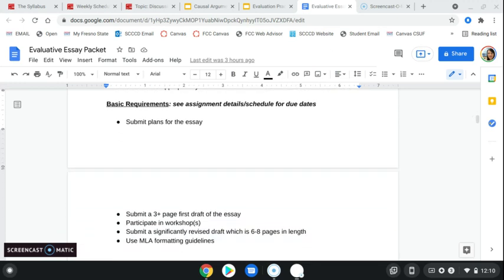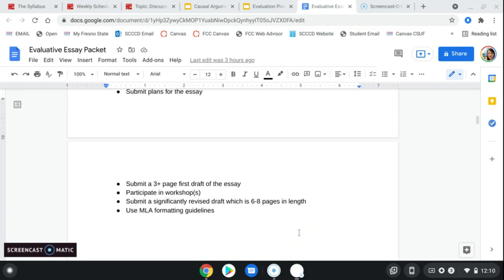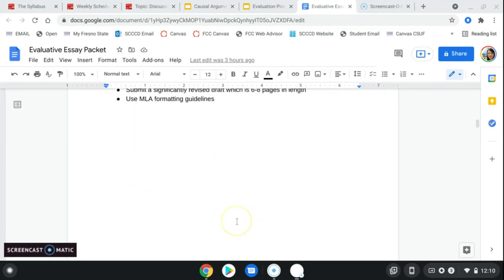All right, basic requirements for the essay. You will be submitting some plans and some sort of draft things for this essay, just like any other. You'll also be submitting your 3+ page first draft of the essay. Participate in those revision workshops, and then submit a significantly revised draft, which is 6 to 8 pages. So this is your final draft page length. And then remember that we use MLA for our formatting.